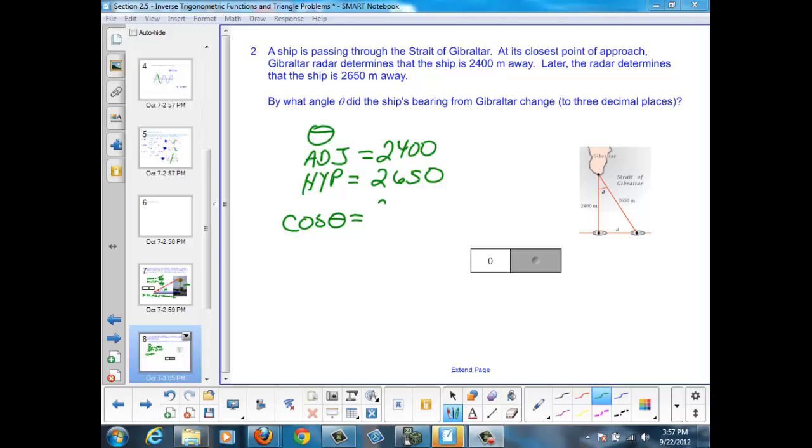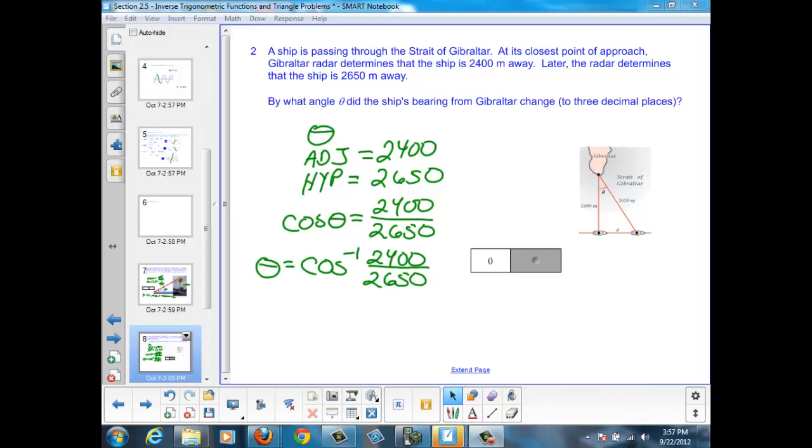So the cosine of theta is 2,400 over 2,650. To solve for theta, we need to remove the cosine, and we do that by taking the inverse cosine of both sides. So theta would be the inverse cosine of 2,400 over 2,650.